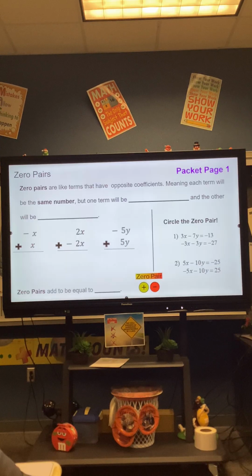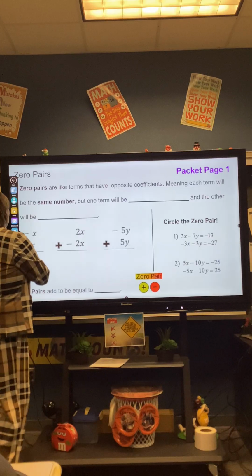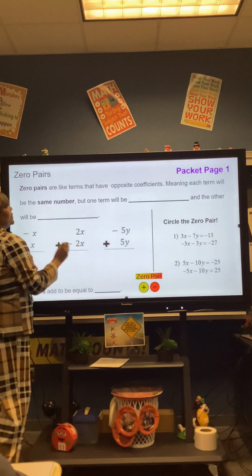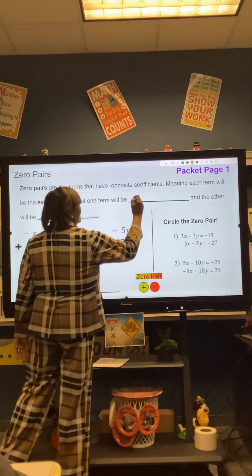Zero pairs are like terms that have opposite coefficients. That's the number in front. Meaning each term will be the same number, but one term will be positive and the other term will be negative. Okay? We have been creating zero pairs all along. This is nothing new.